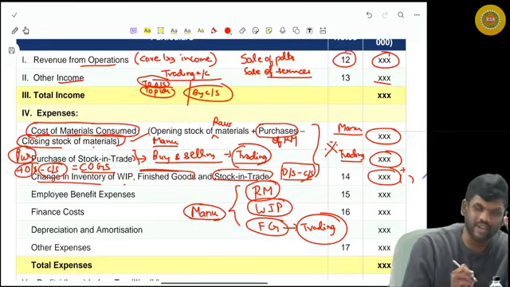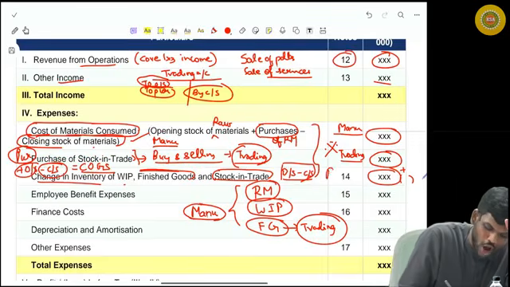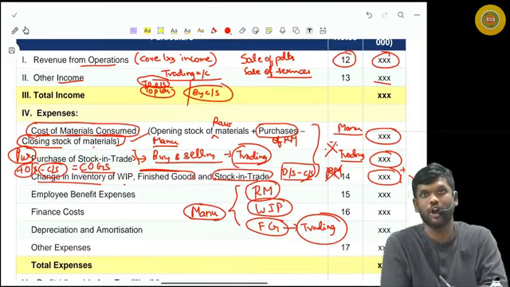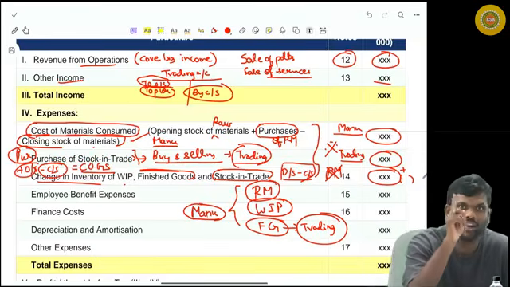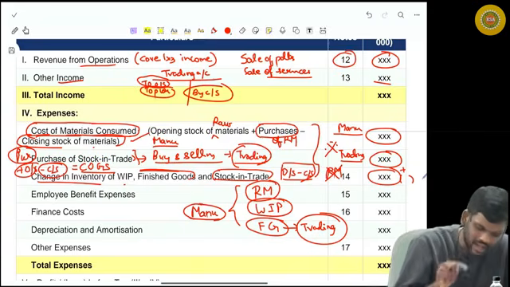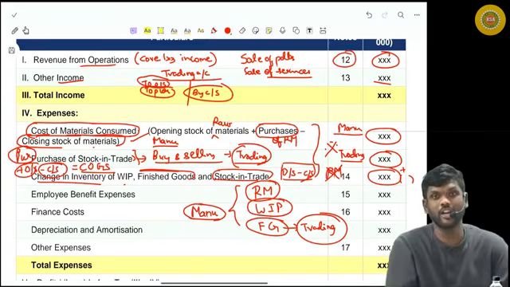In the change in inventory, when you are doing it, you should not take RM. You should not take raw materials in this change in inventory. Please keep that point very, very clearly in your mind. While taking this change in inventory, raw materials should not come.